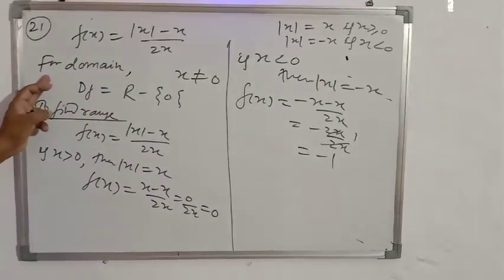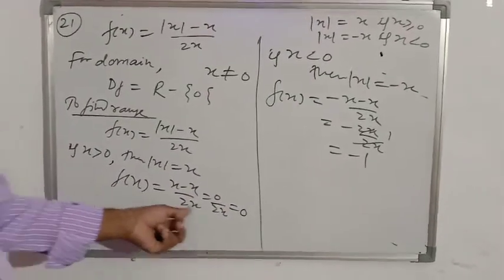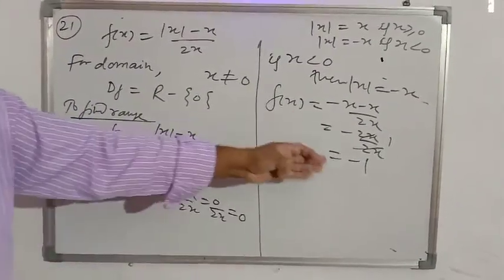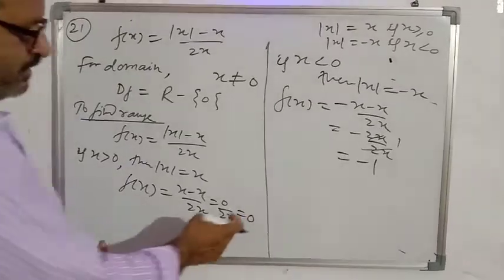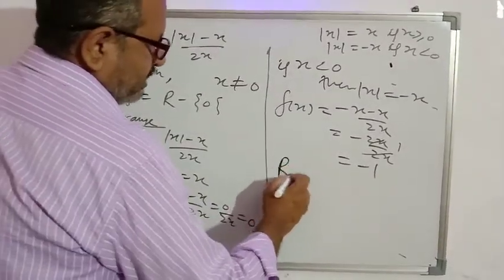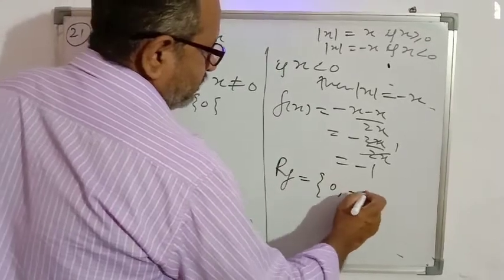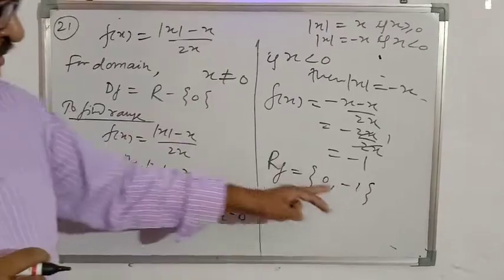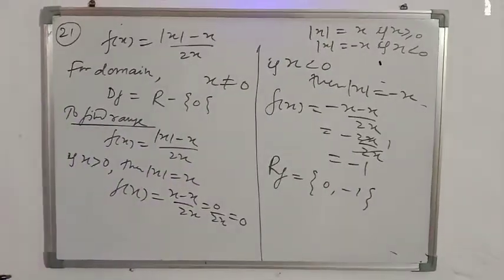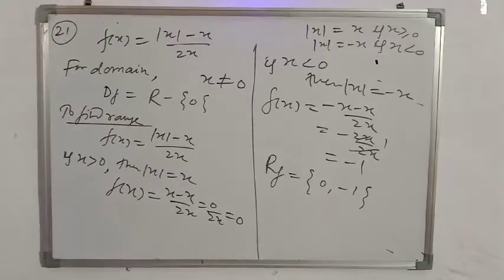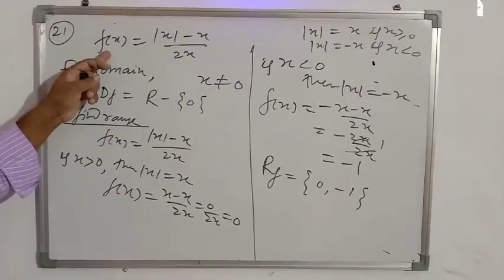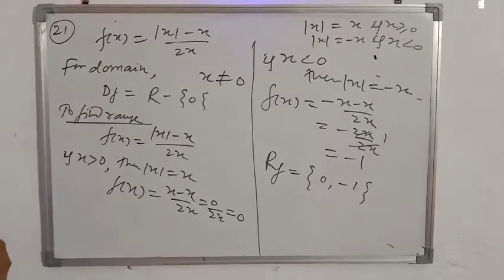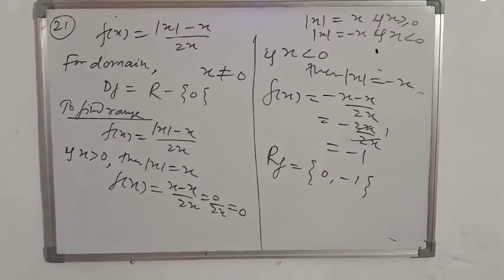So for all the values of the domain, the value of f(x) is either 0 or minus 1. For positive values of x it is 0, for negative values of x it is minus 1. So we will get only 2 elements in the range. So the range of the function is 0 and minus 1, only 2 elements. x not equal to 0, for less than 0 minus 1, for greater than 0, 0. So this is the domain and range of the function given in question number 21. Now we will discuss the last question, and the remaining questions you will do yourself.